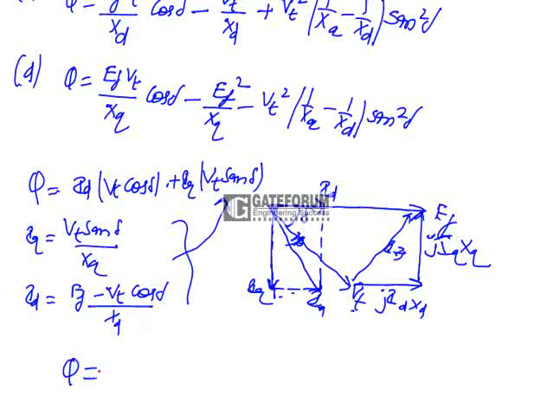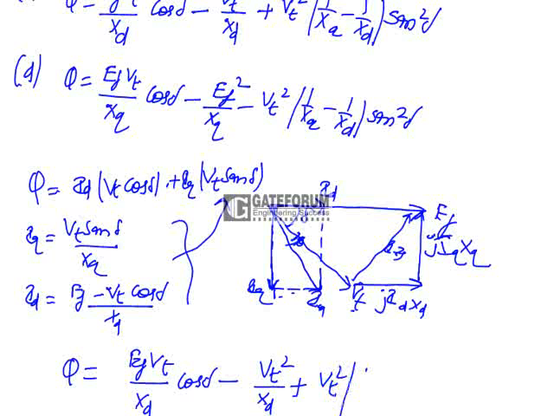When you substitute these two values in the reactive power equation, we can find this is Vt Ef by Xd cos delta minus Vt square by Xd plus Vt square into (1 by Xq minus 1 by Xd) into sin square delta. So option C is the correct answer.